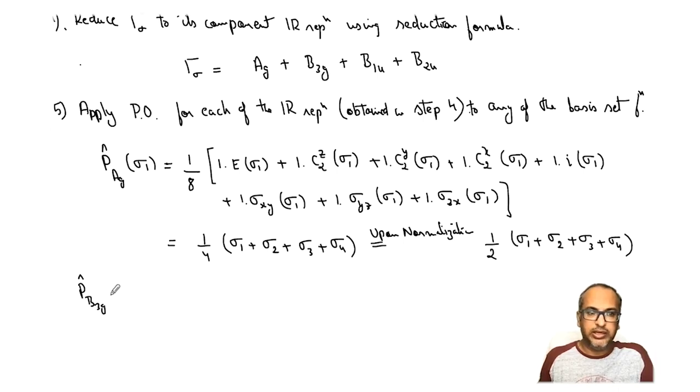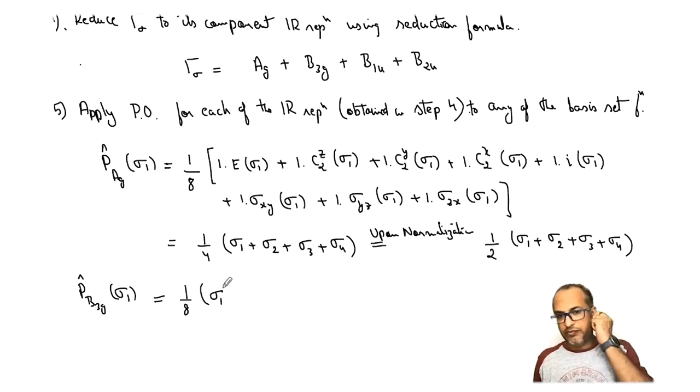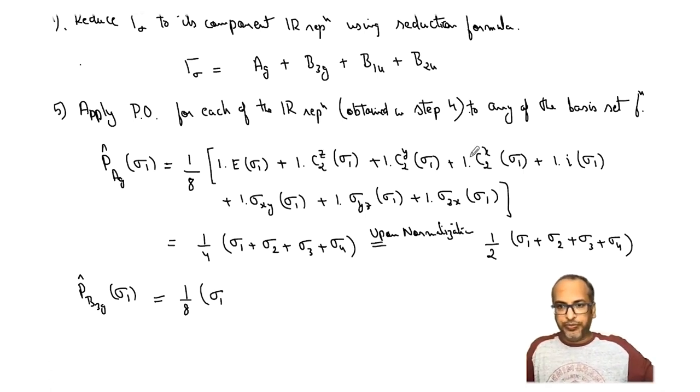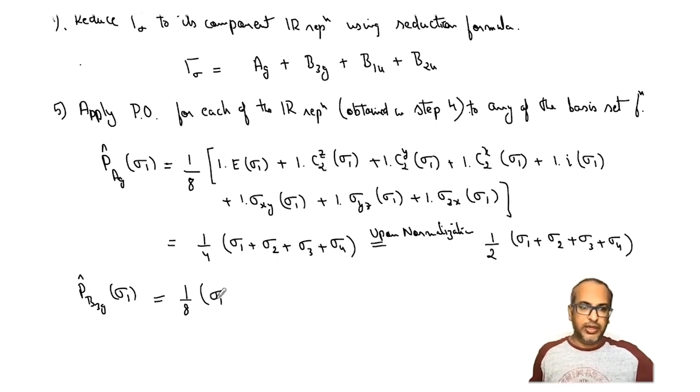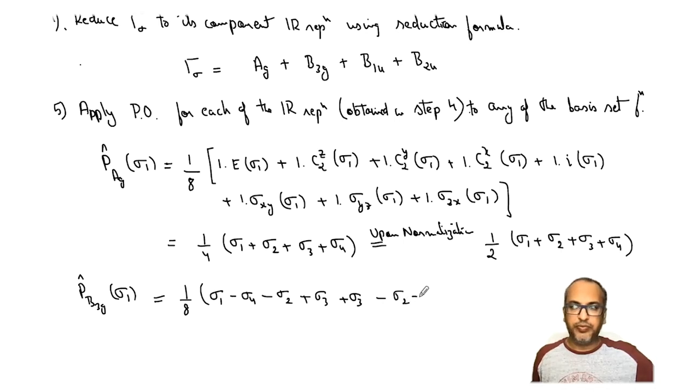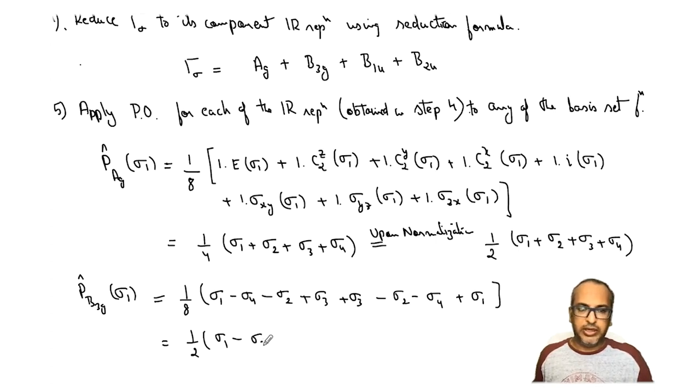So for B3G applied on sigma 1, again, you can choose any of the basis functions over here. Now, if I do that, again, I'm not going to repeat all of this, but here you have to read out the characters from the character table, okay? So now if I do this, I will get sigma 1 minus sigma 4 minus sigma 2 plus sigma 3 plus sigma 3 minus sigma 2 minus sigma 4 plus sigma 1. Okay, so again, after normalization and cancellation, what you will get is 1 by 2 sigma 1 minus sigma 2 plus sigma 3 minus sigma 4.